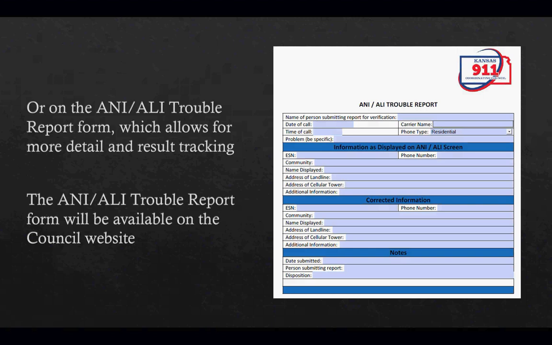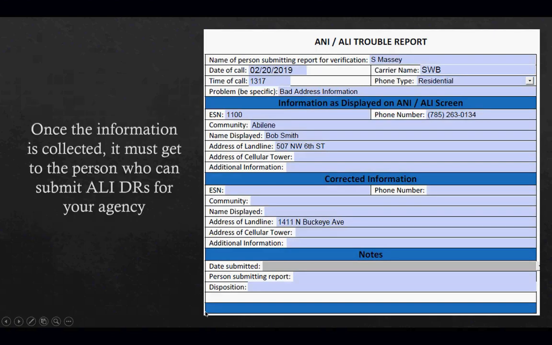You know, or you can use just the printout that comes from the phone system. Either way, you need to grab all of the information and make sure that it gets to the person who can actually submit one of these things for your agency. So this is an example of a form filled out saying that this is what came up, but this is what should have come up. And then it actually has to get submitted.